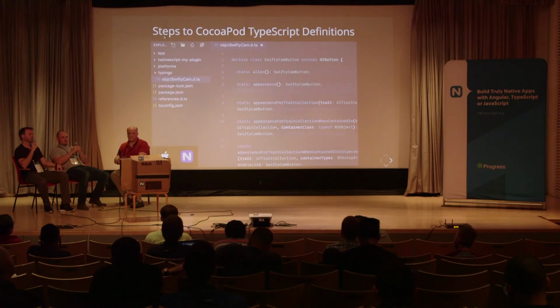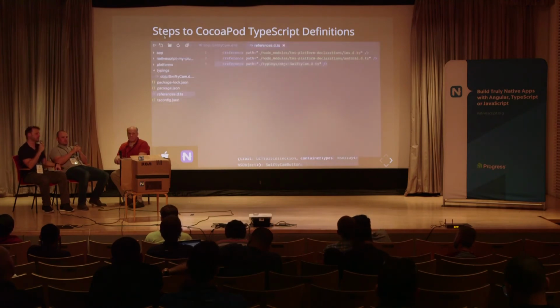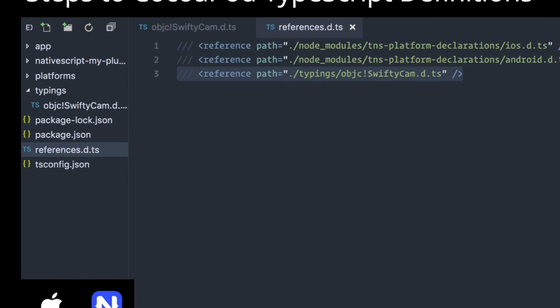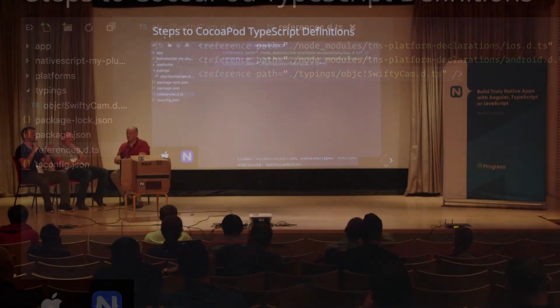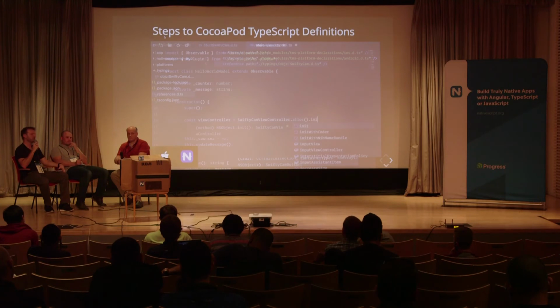So back to this declaration file. We've got it included. We've got the references file here. We've got iOS and Android. We're going to include one more declaration at the bottom there, and that's to this Objective-C SwiftyCam declaration file. I've got it sitting right there inside of the typings folder, and that alone is actually going to allow rich IntelliSense when working with that native library right inside of our project.